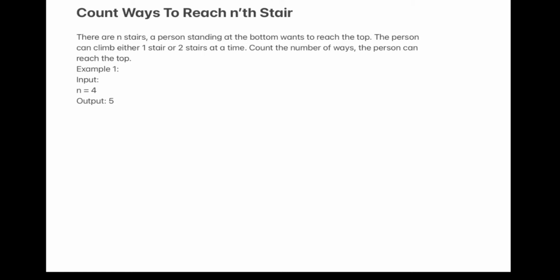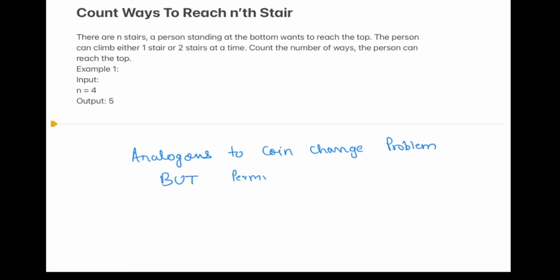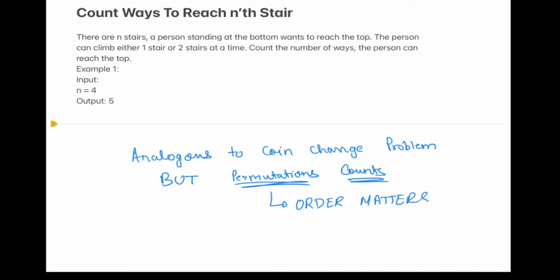Now I recommend you pause the video and take your own time to understand the problem before we really start solving it. This problem feels analogous to the coin change problem, and it is, believe me, but there is a significant difference. The difference is that we have permutations here. Permutation counts means that the order matters now. In this question, the order matters, and we'll see that as we pick up a test example to work with.